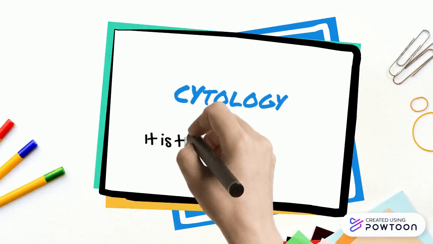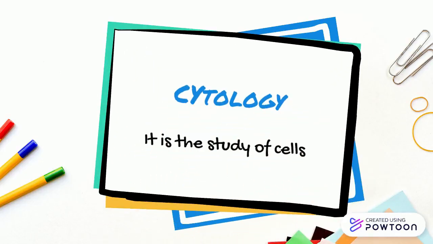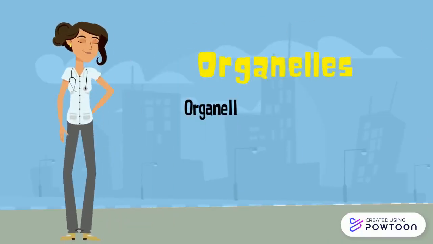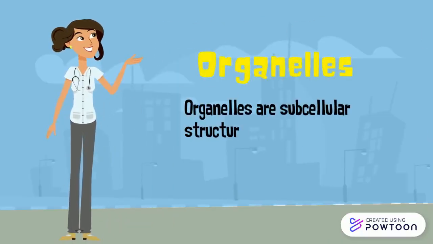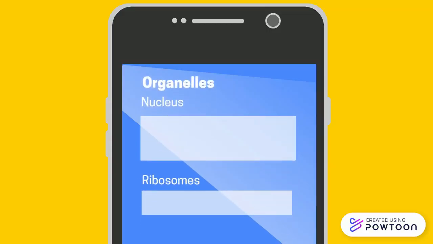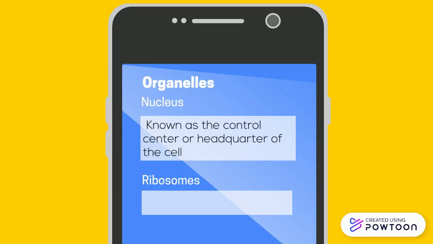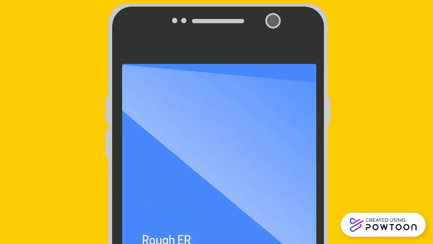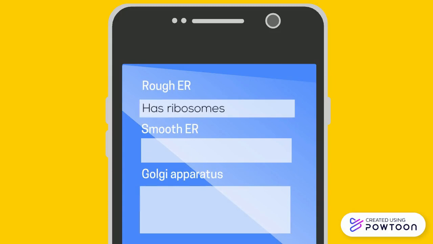Let us now move on to the cytology. It is the study of the cells. Organelles are subcellular structures specialized for specific functions. The nucleus is known as the control center or headquarters of the cell. Ribosomes are the site for protein synthesis. Rough ER has ribosomes while smooth ER has no ribosomes.